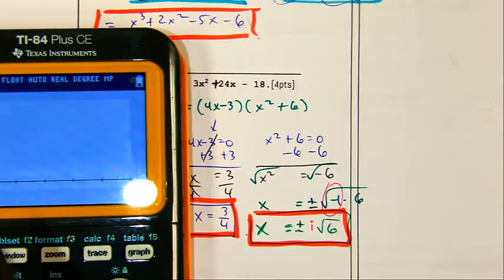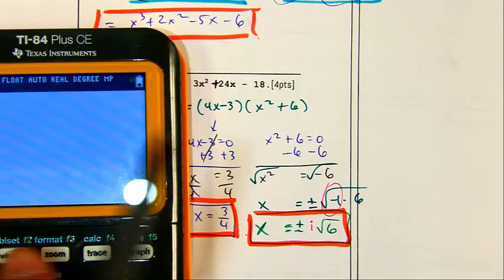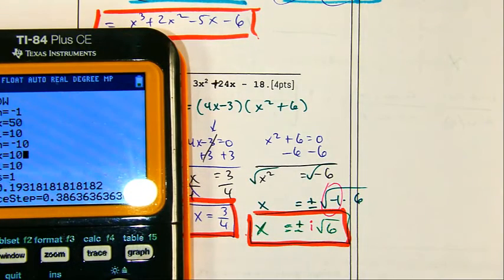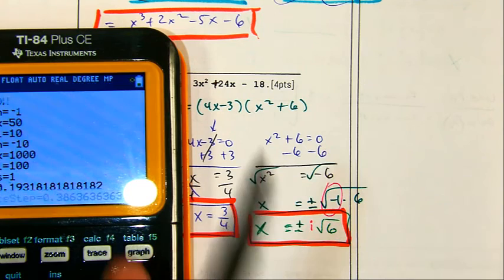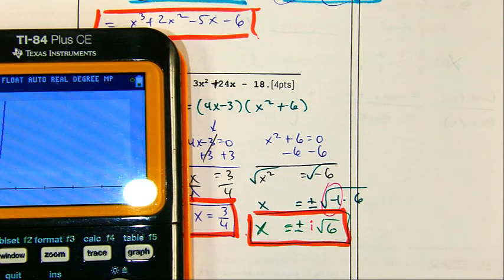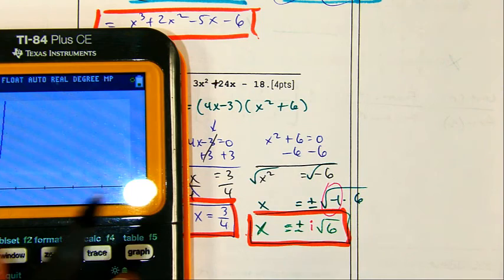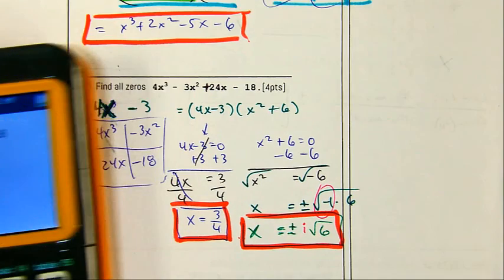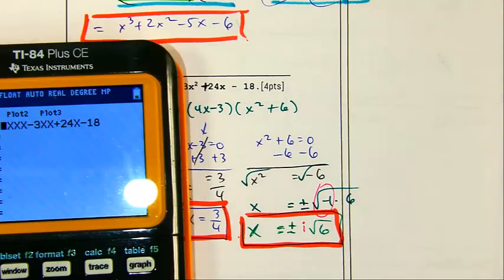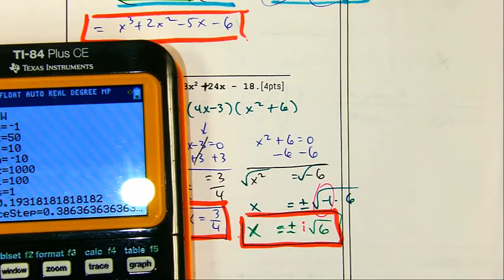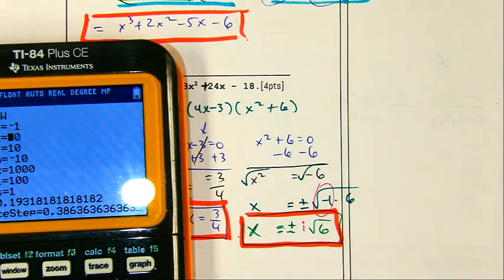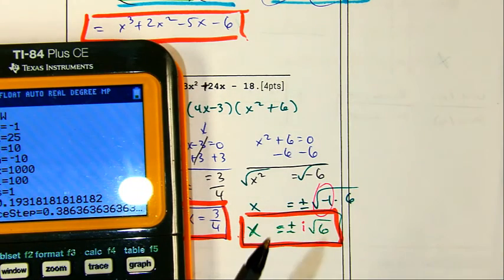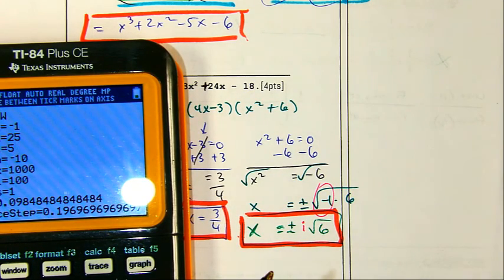Kind of want to know what the squiggly looks like up there. Let's go to y max of 1,000. Let's try 100 here. Let's double check. 4x to the third minus 3x squared plus 24x minus 18. Okay, let's try. Let's try this one at 25. Count by 5s. Y minimum, let's go to 10,000. And let's go to 1,000.